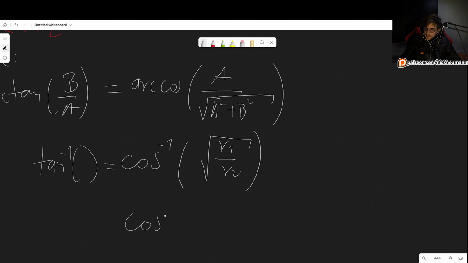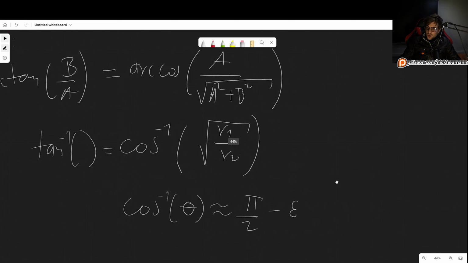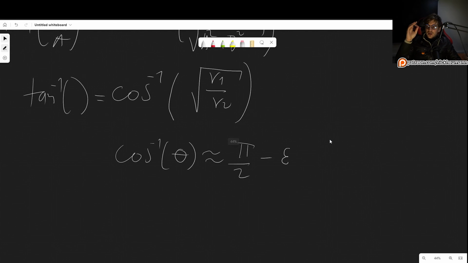So the inverse cosine of theta, in this case theta is the square root of r1 over r2, will be very close to pi over 2, except for this very, very small quantity, epsilon. It will be very close to pi over 2, but since theta is not quite 0, this epsilon is also not quite 0. It is very small, but not 0.